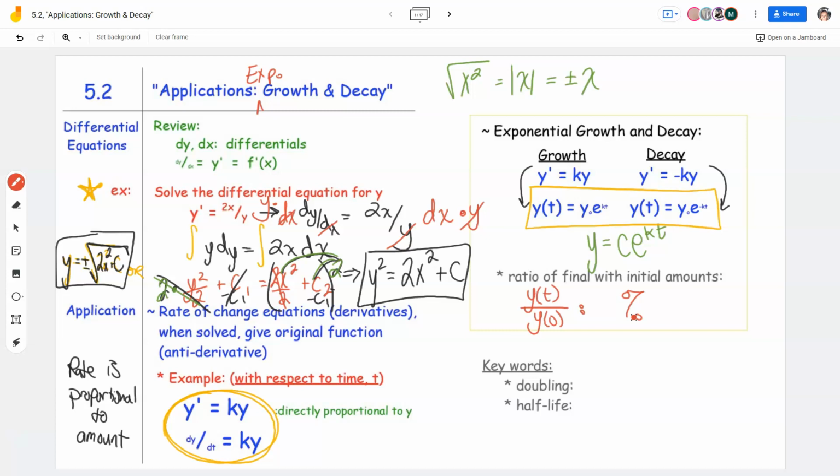I guess technically this would be a decimal. Percentage, you guys know we have to multiply a decimal by 100, so we could get the percentage. If it's like, oh, it doubles, we could say 200%. So set that equal to 2.